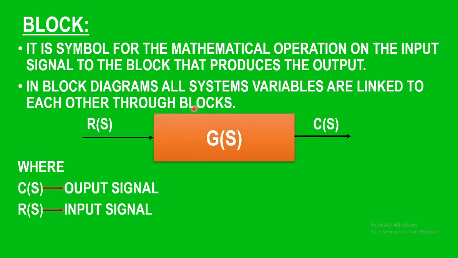Here I am taking one block, which has an input of R(s), and the output we are expecting is C(s), and here G(s) is the block. This entire square or rectangular box represents the block for the given mathematical operation. R(s) is the input for this mathematical operation and C(s) is the output signal. So this is the basic definition of the block. It is a symbol for the mathematical operation.